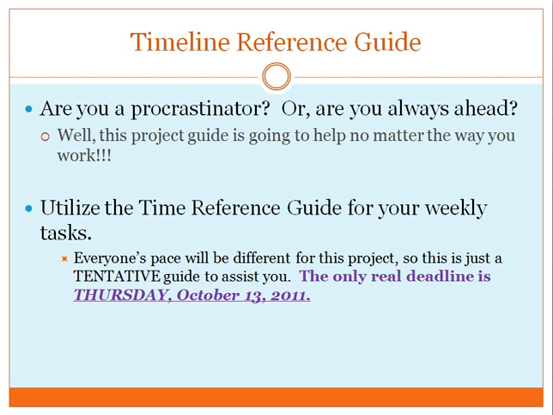The timeline reference guide, whether you're a procrastinator or maybe you can always work ahead, either way, this project guide will aid you in doing what you need to do on a weekly basis for this project, because there's only four weeks that we'll be working on this project. Everyone's pace will be different, so I understand that this is a tentative guide to help you. The only real deadline for this project is Thursday, October 13th. This isn't exactly the same date that I put in the schedule. I made a typo mistake. I meant to put the 13th instead of the 6th, and there's an announcement in Blackboard discussing this.